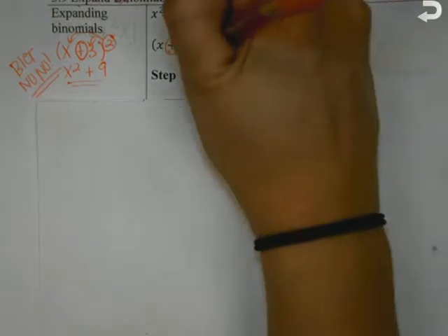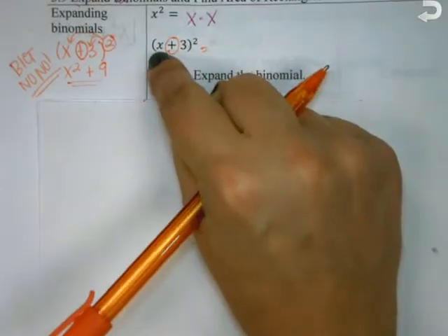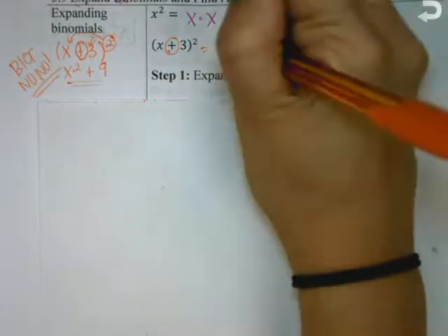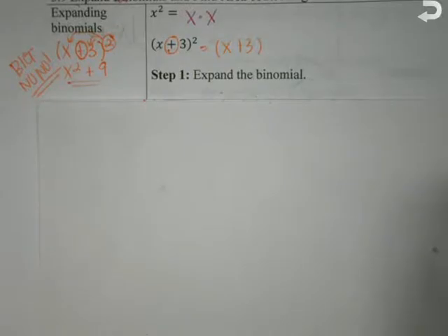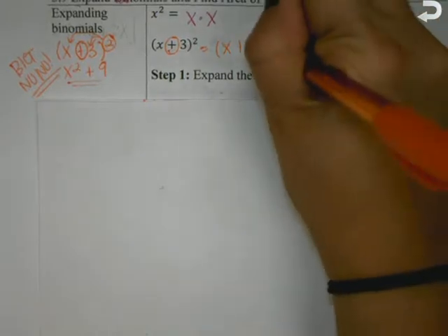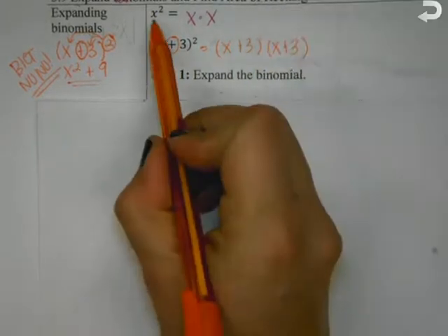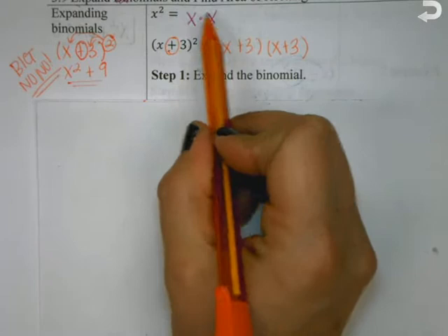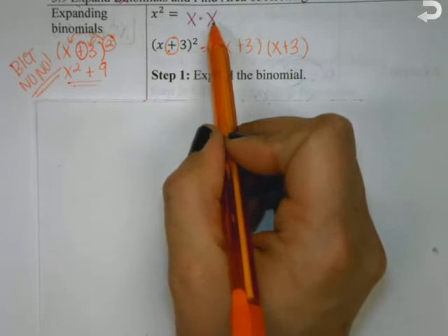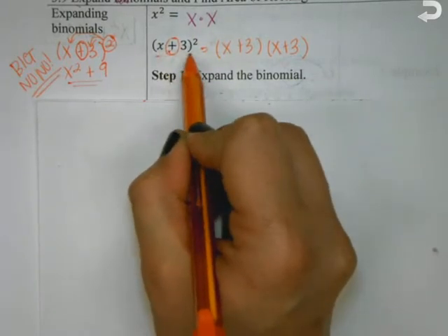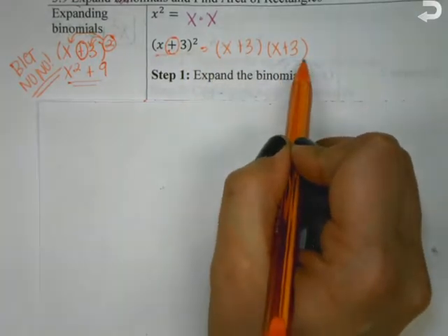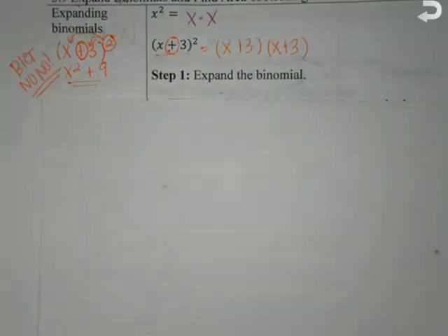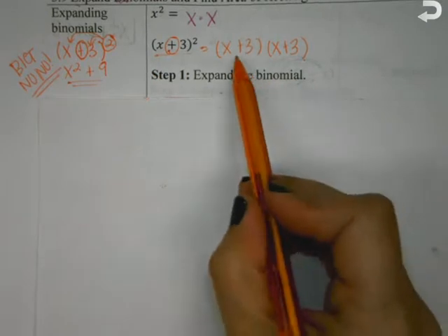So if x squared is x times x, what's x plus 3 squared going to be? X plus 3 times x plus 3. Right? X squared means I multiply x times x by itself, right? Well, we're multiplying x plus 3 squared, so that's just x plus 3 times x plus 3. So we expand it. That's called expanding the binomial. And then you have to either use FOIL or box method on this.